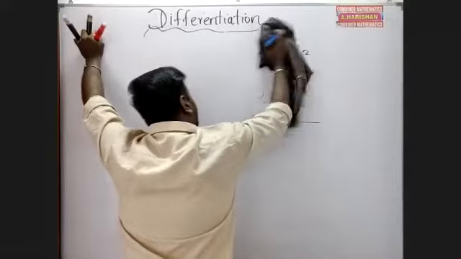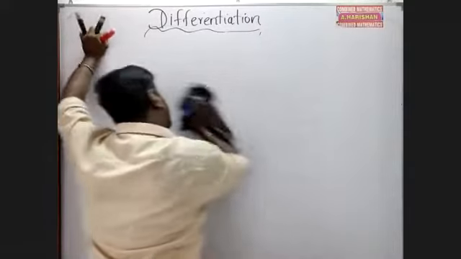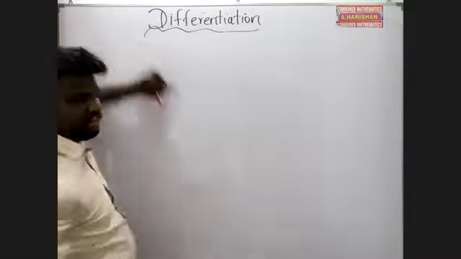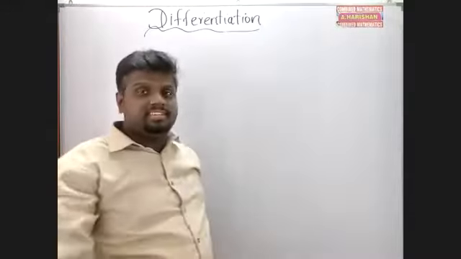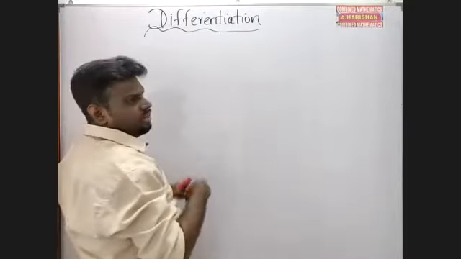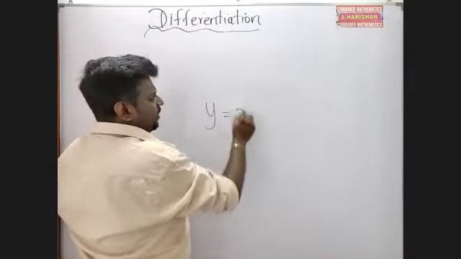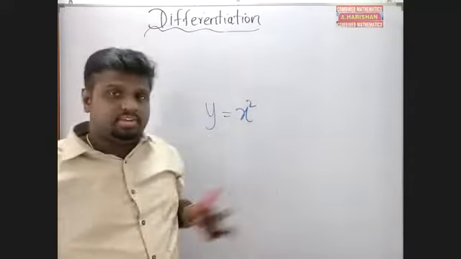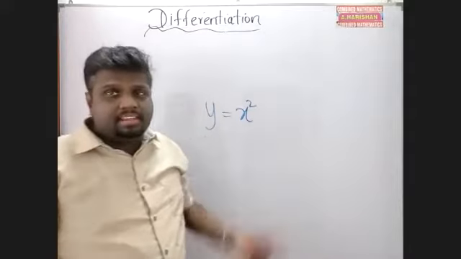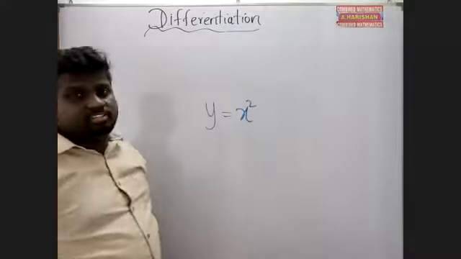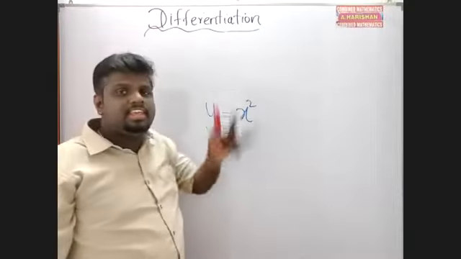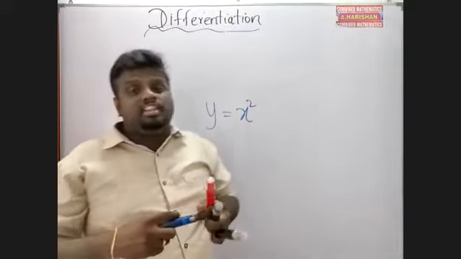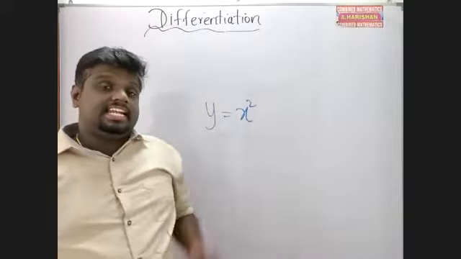Okay, still we have doubt, right? Okay sir, we know that dy by dx is finding the gradient, so how to do it? For example, one student asked me, sir, if y equals x square is there, without drawing the tangent to the curve at a given point, measuring the angle and taking the tan, how can you find this? How can you use your dy by dx?